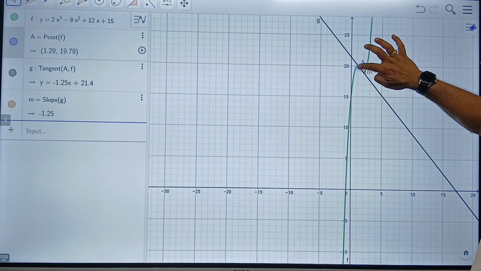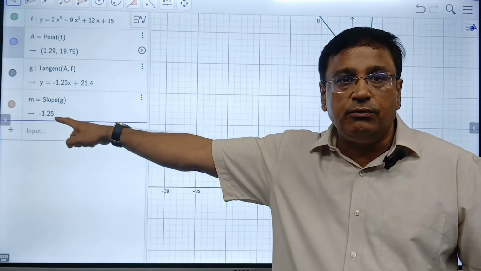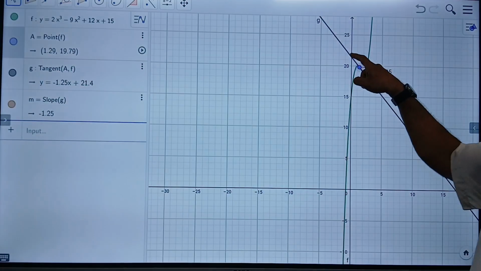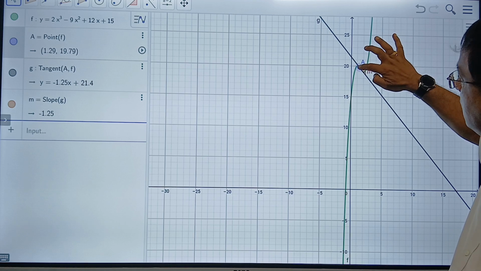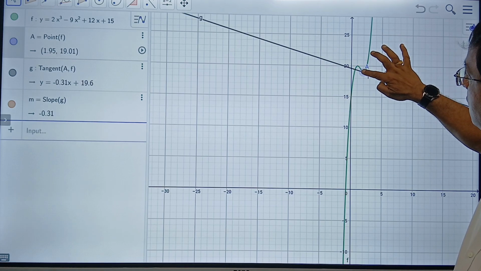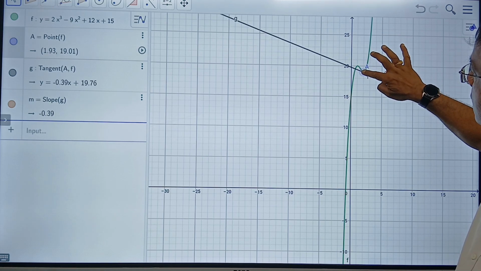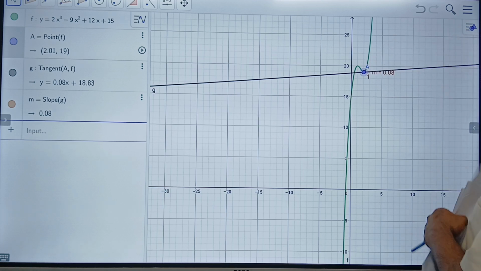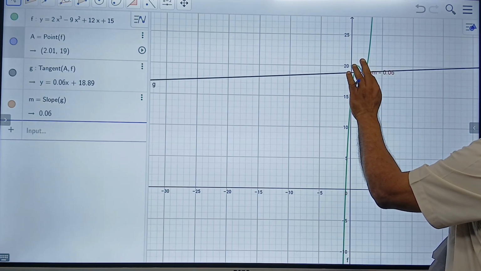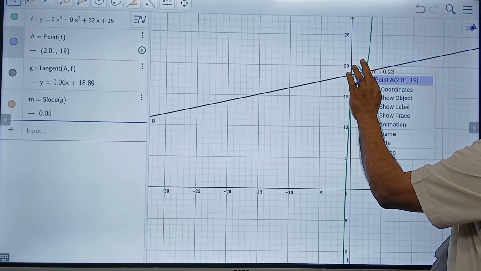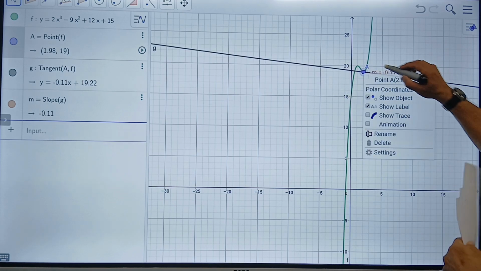Now I keep coming down. So when I move, it becomes negative. So dy by dx is negative. The function is decreasing. See, the tangent is making an obtuse angle. So when I keep moving down, you reach a particular point here. Sometimes it's difficult. Okay, you can understand that.